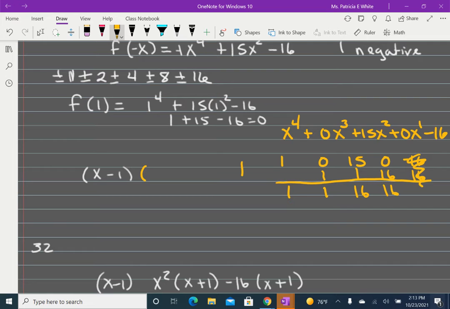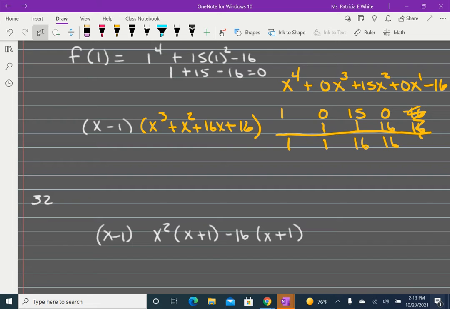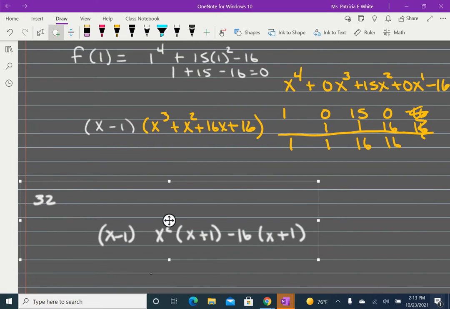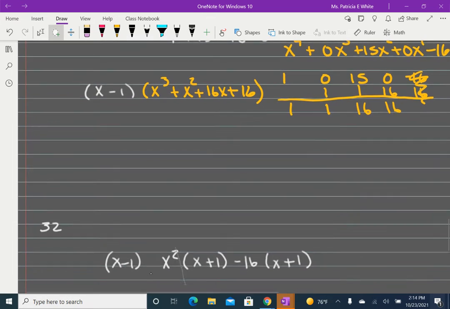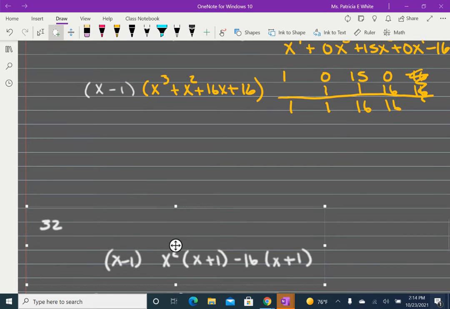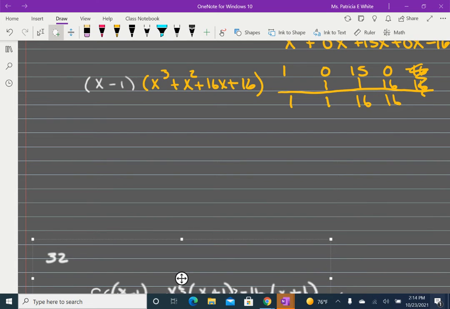So now I have x to the third plus x squared plus 16x plus 16. I could go back to my potential zeros here and plug in again until I find my next solution. But I could also work on my factoring. I have 4 terms, and it's not always going to happen, but I think I can make this common factor. I'm going to pull my x minus 1. Now, x to the third plus x squared, we're going to factor by grouping.